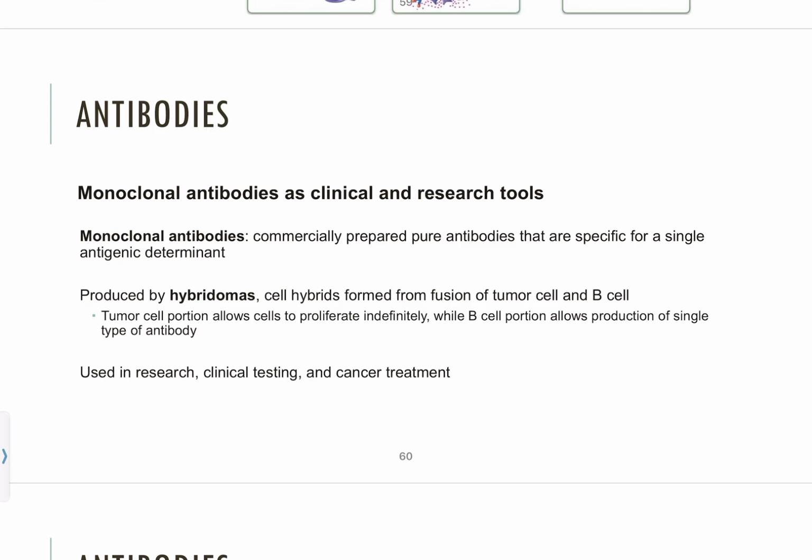And they're made using what we call hybridomas, which are created by fusing a specific antibody-producing B cell with a cancerous myeloma cell. And this fusion creates a hybrid cell line that can divide indefinitely and therefore is going to produce huge quantities of whatever the antibody that we want to produce is.